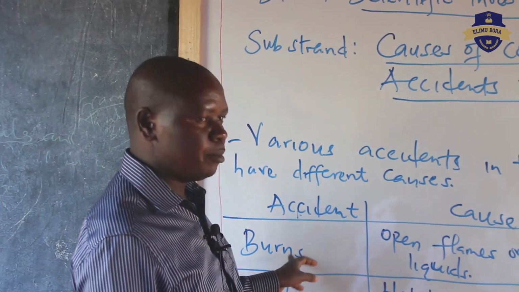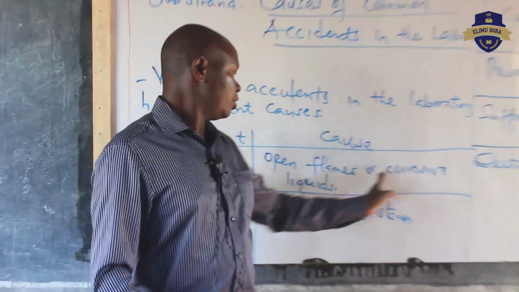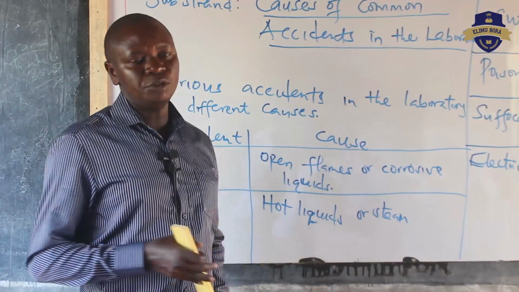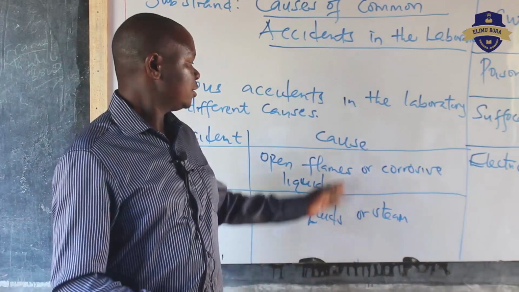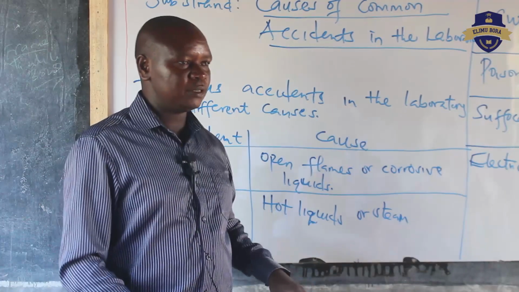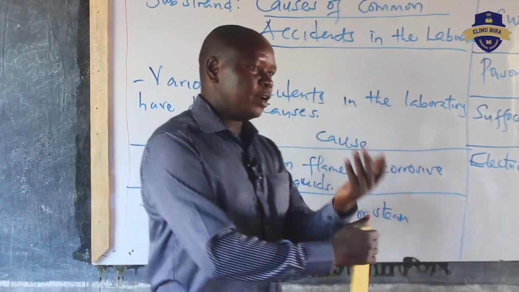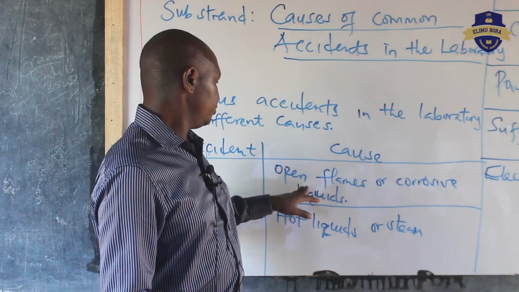So the first one is about the burns. Burns are caused by what? Open flames or corrosive liquids. When we talk about open flames, this is just fire, naked fire. Are we together? When you burn papers, ukiwa contact na hiyo moto, what will happen? You are going to be burned. So those are examples of what?